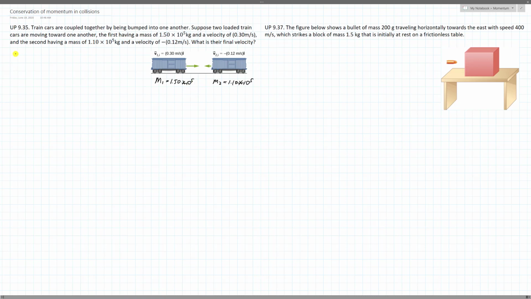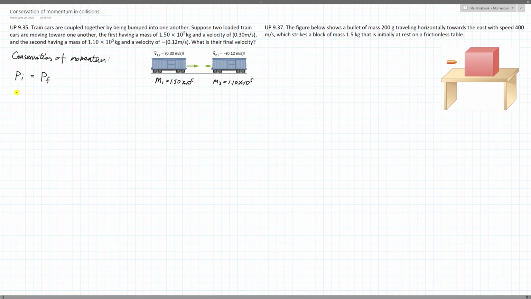So for conservation of momentum, we say that before equals after. Initial equals final, and initial will include both masses because they're both moving, they both have momentum. Final will include the combined mass, which moves at a single speed.